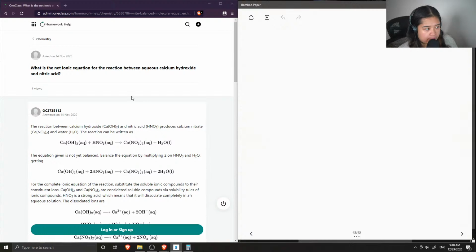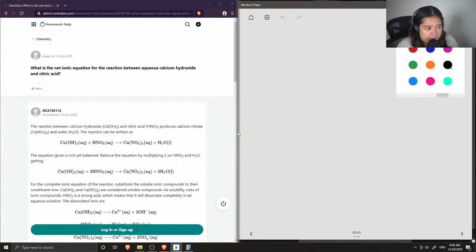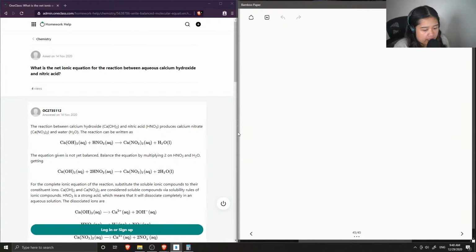Okay, so question 8. What is the net ionic equation for the reaction between aqueous calcium hydroxide and nitric acid? Okay, so let's write down this reaction. We have calcium hydroxide. So let's find out what their formulas are before writing it out.